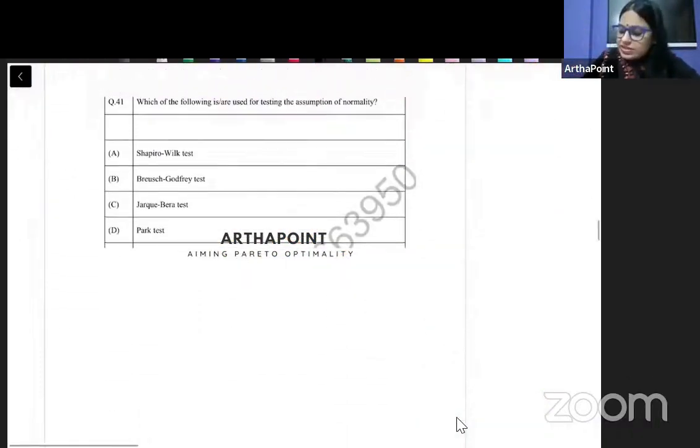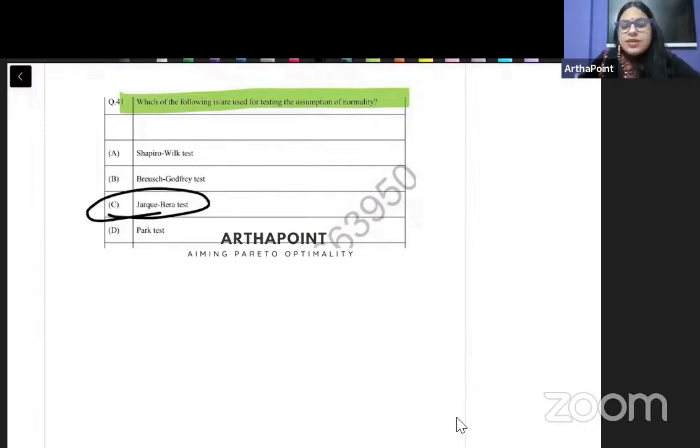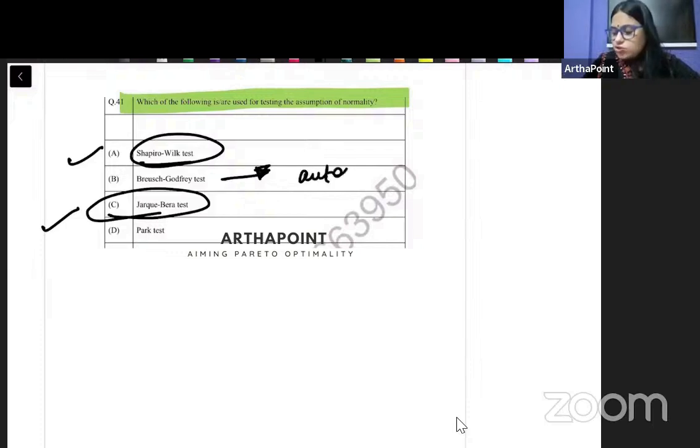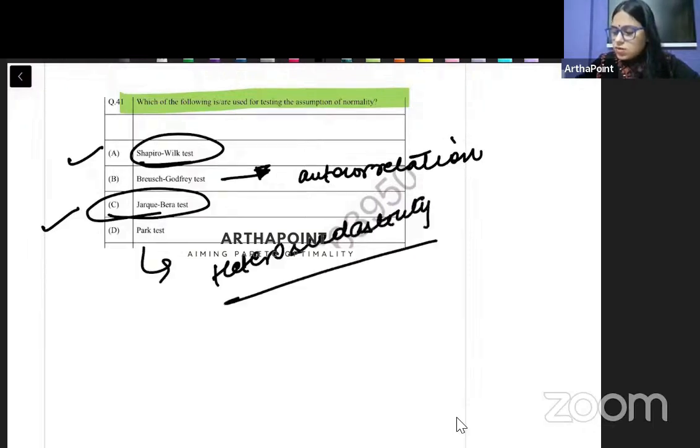Which of the following is or are used for testing the assumptions of normality? Okay. So the tests used for testing normality are C and A. Shapiro-Wilk test and Jarque-Bera test. Why is the Breusch-Godfrey test used? It is used for autocorrelation. And Park test for heteroscedasticity. Right? So the correct answer to this question will be A and C.